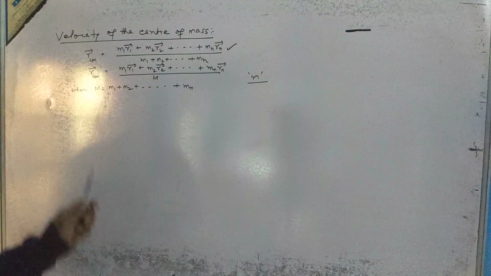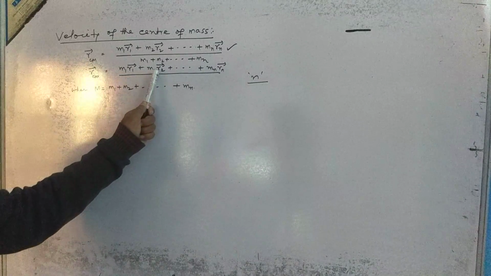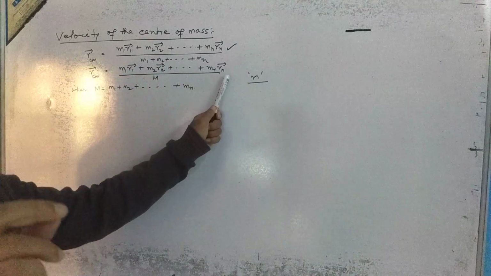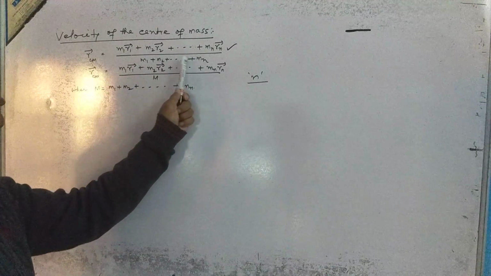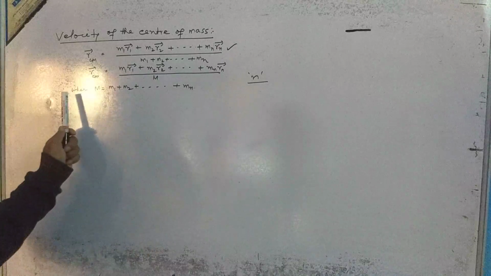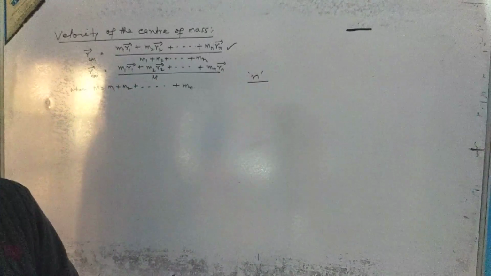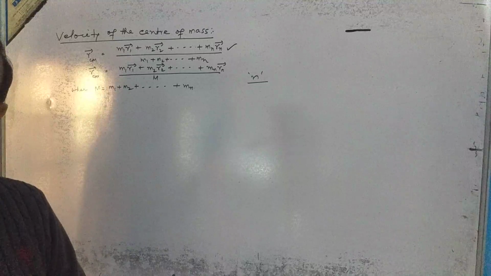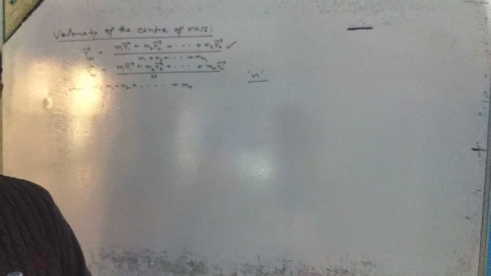Now, in the next step I can simply write m1r1 vector plus m2r2 vector and so on up to mnrn vector divided by capital M. I am not writing so many terms, I am simply writing capital M, where capital M is equal to m1 plus m2 plus and so on up to mn. Fine, no problem. I want to find out the velocity of the center of mass.